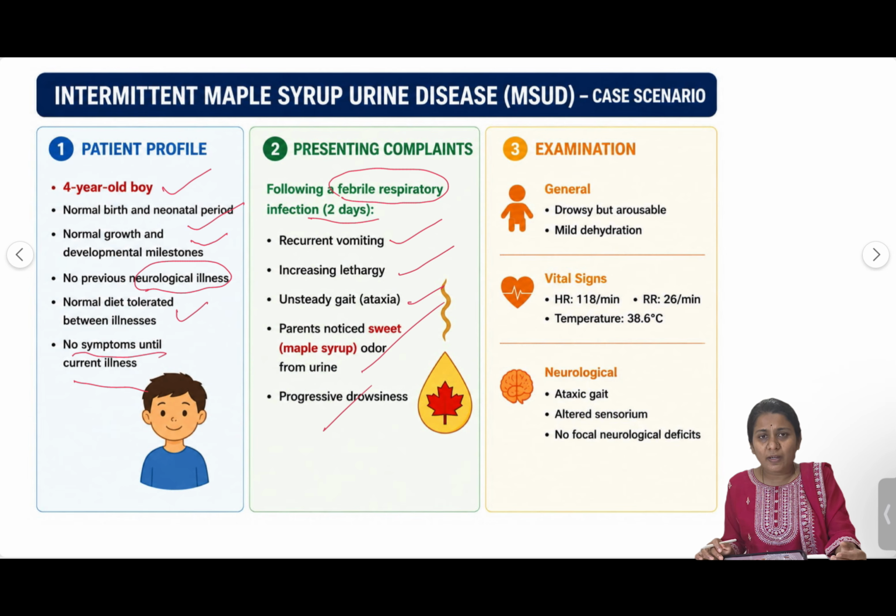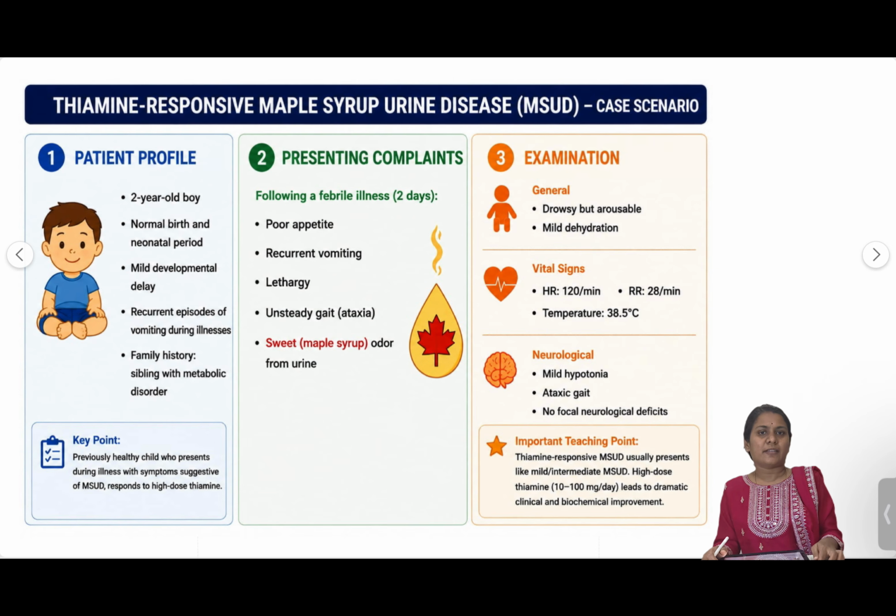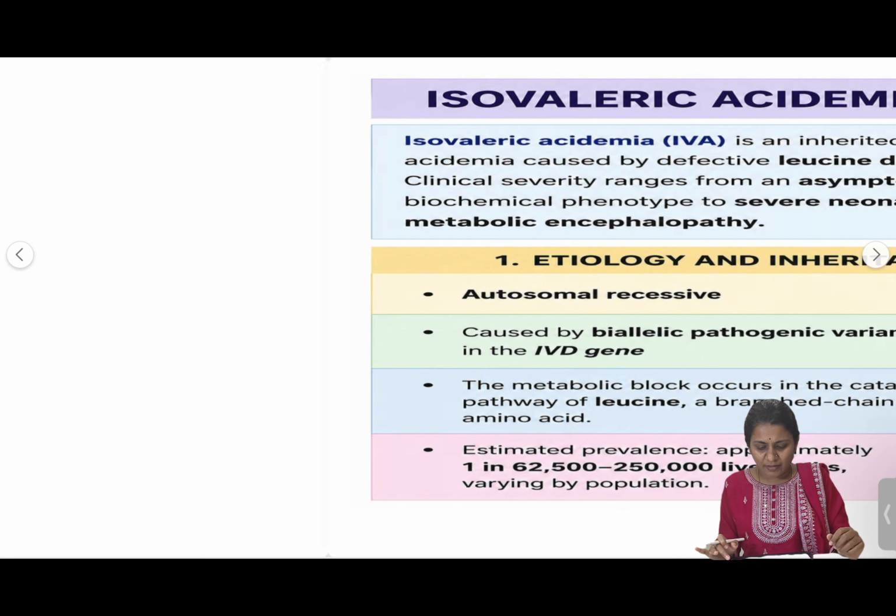So this is regarding what? Intermittent type. Next is thiamine responsive. Thiamine responsive I have already discussed. Yes, I told it is nothing but a milder variety where it is responsive to thiamine. Why thiamine? Because thiamine pyrophosphate is a cofactor for that, what you call, branched chain alpha keto acid dehydrogenase, right?